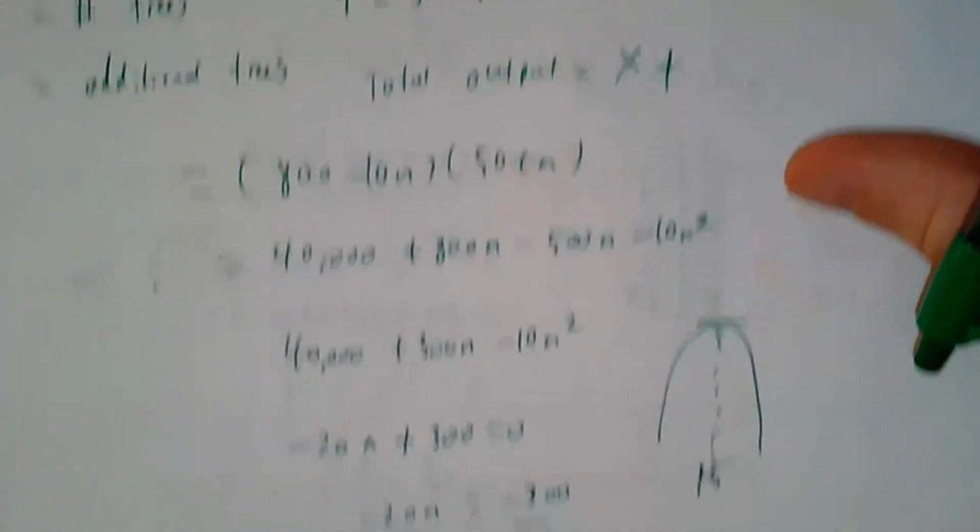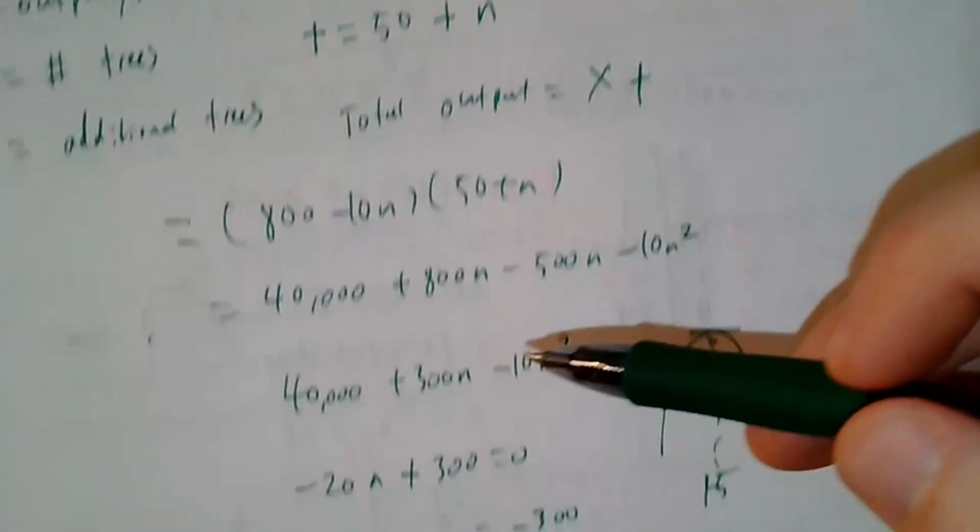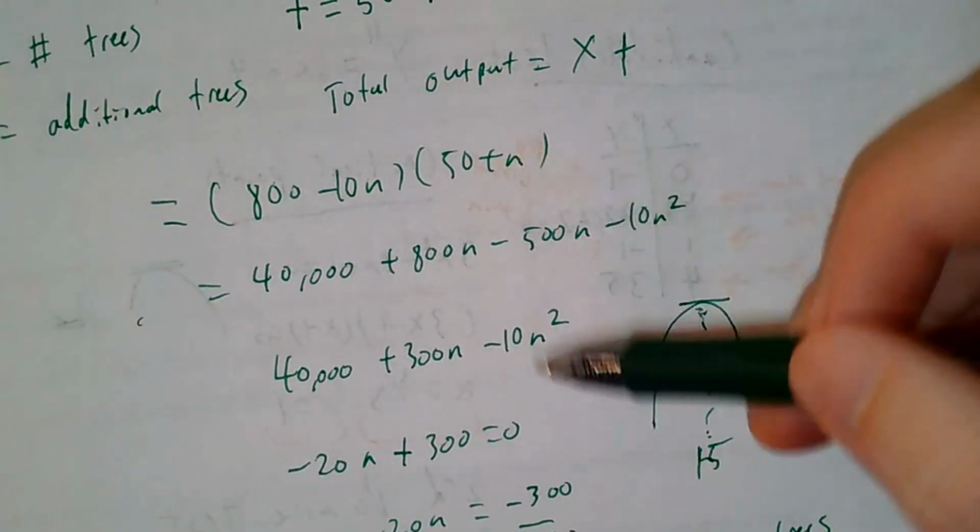Okay. And we answered the question because it just asks how many trees should be added. If we wanted to find that output, you would take that 15 and plug it into our output equation, which is either this one or the multiplication one. It's fine. Okay. All right.